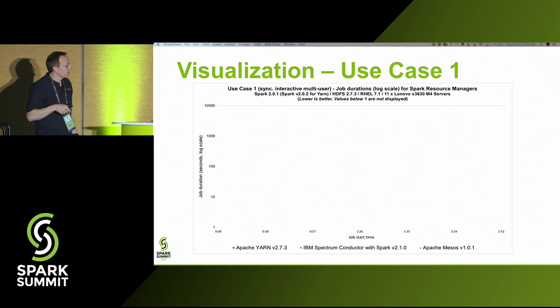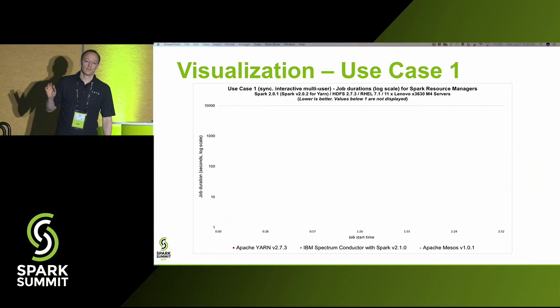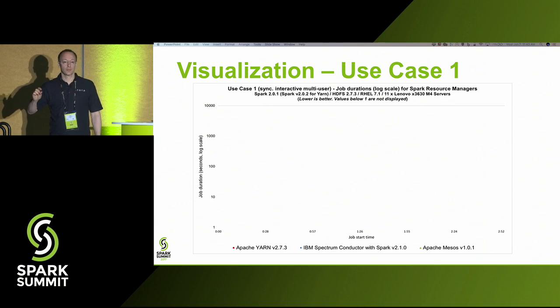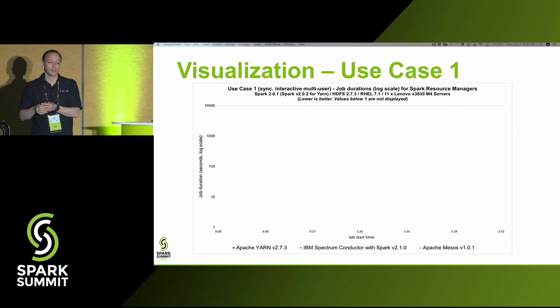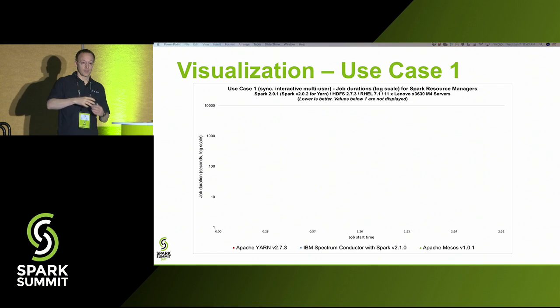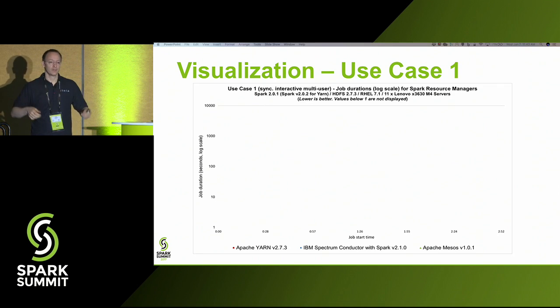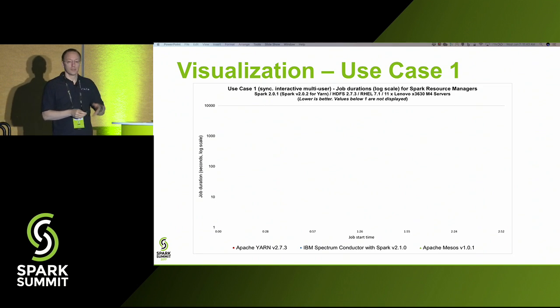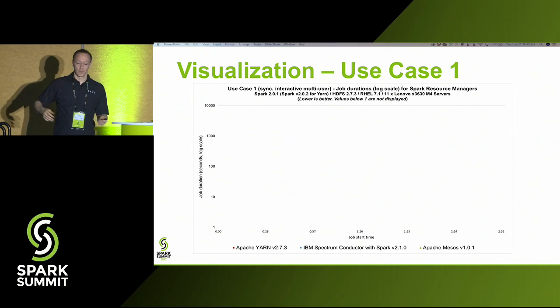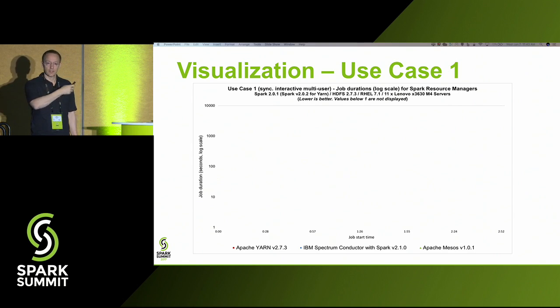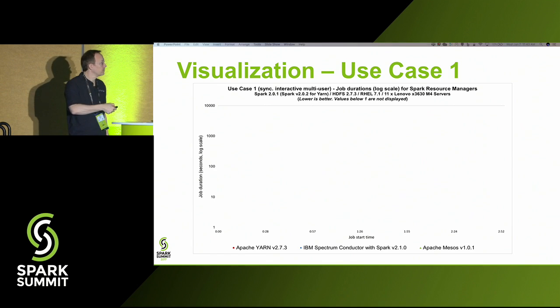The job start time is on the horizontal axis. The vertical axis is the duration for the job, on a log scale. Some of these jobs, as Michael showed, were a few seconds long if you ran them in isolation. As you'll see, sometimes they get a lot longer when you're in a multi-tenant environment. And some of them were batch jobs, k-means and so on, that were many minutes long. So to visualize that all on a consistent scale, we used a log scale here.